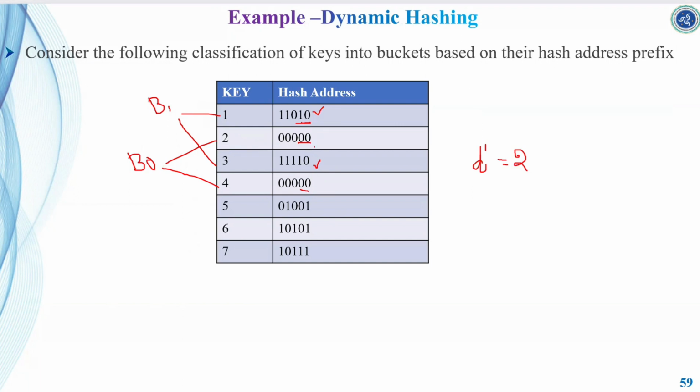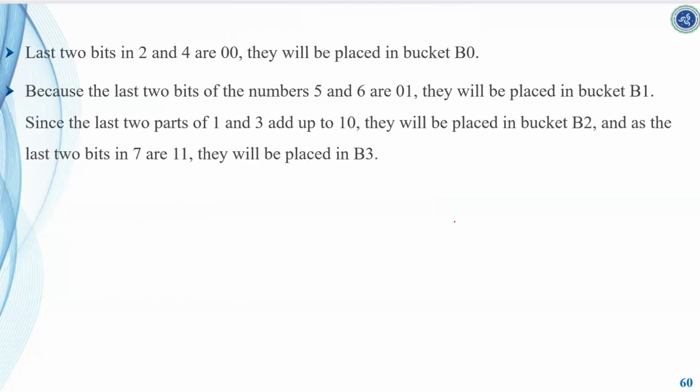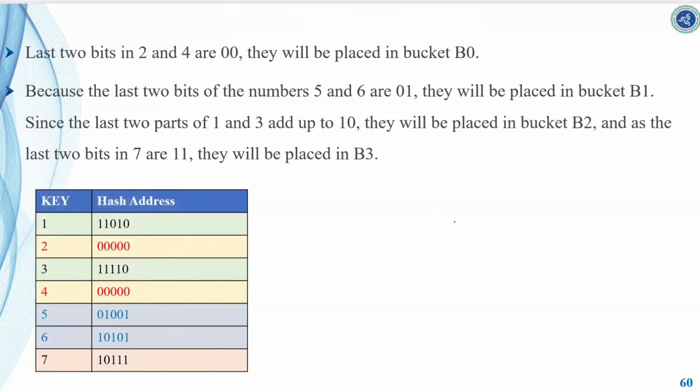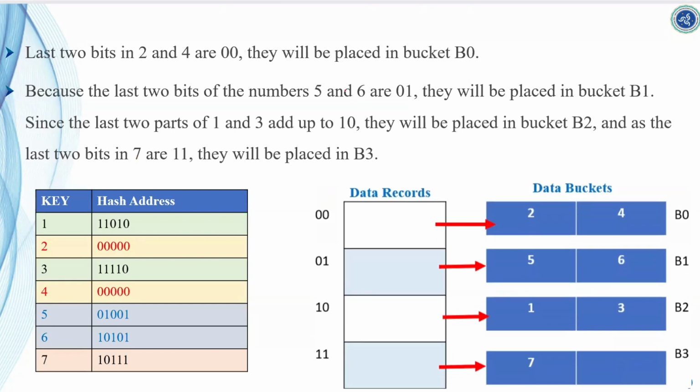And what about the next bucket? We have these three values, then 5 and 6. 5 and 6 will be going to bucket B2. And the last value 7 goes to bucket number 3. So B0, B1, B2, and B3. This is how we have to assign the hash addresses to bucket values.